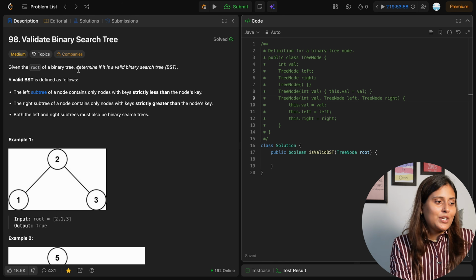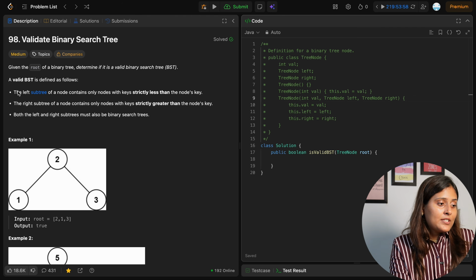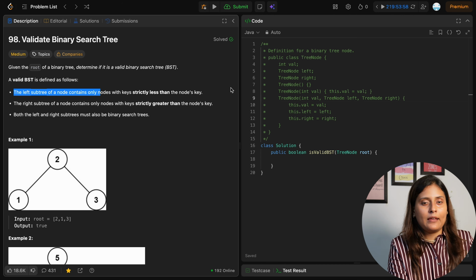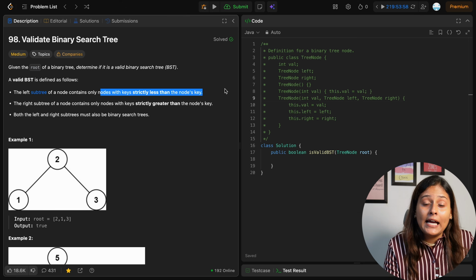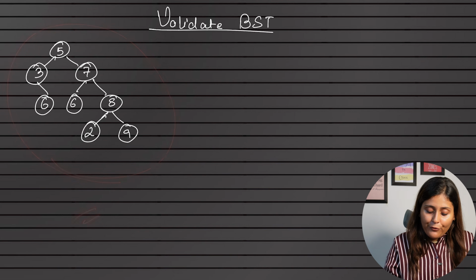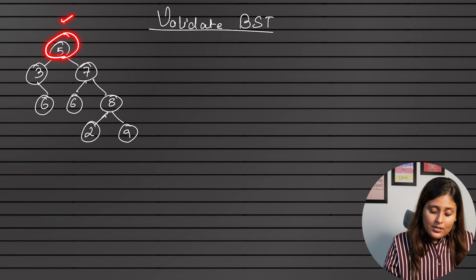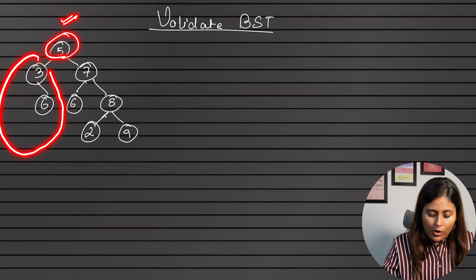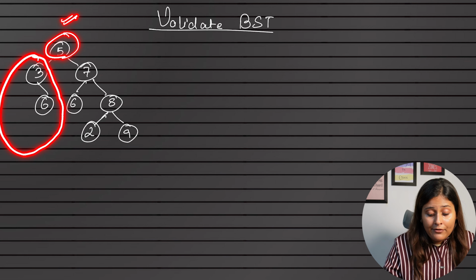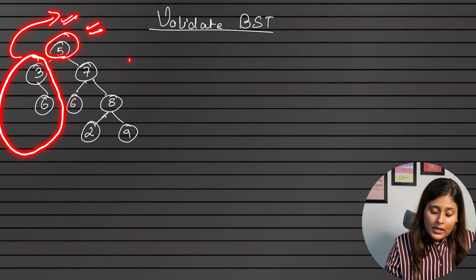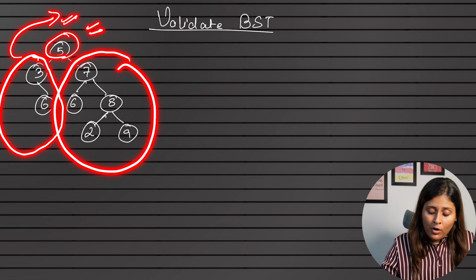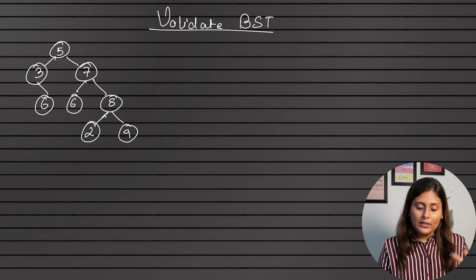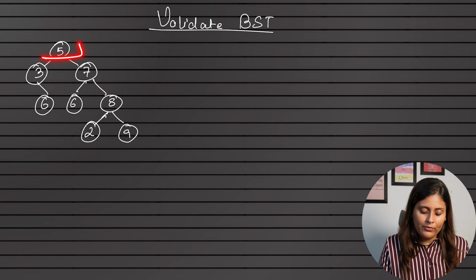What is a valid binary search tree? Basically, it says the left subtree of a node contains only nodes with keys strictly less than the node's key. That's the definition of a binary search tree. Here is our binary search tree. For every node, like this root, it should be greater than the maximum of nodes of its left subtree. Then we can say yes, 5 is correct. Similarly, 5 should be smaller than the minimum of all values from the right subtree. So then only we can say yes, this node follows the rule.